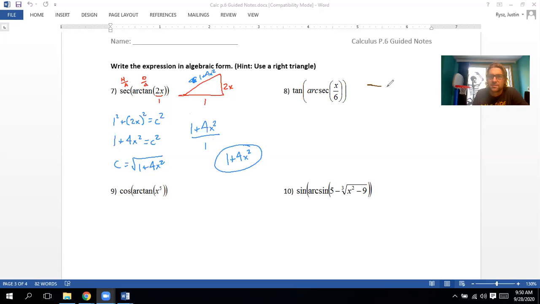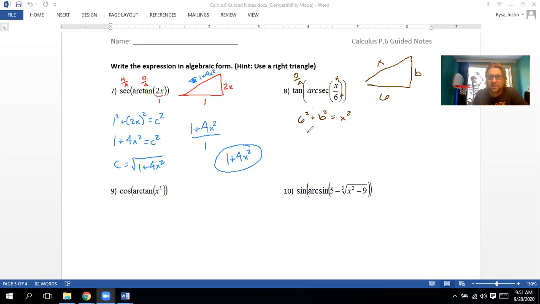Next one, the tangent of the arc secant of x over 6. Secant is the hypotenuse over the adjacent, so we'll call the hypotenuse x, the adjacent 6. Tangent, we have to do opposite over adjacent, so we need to find this opposite side here. So set it up: 6 squared plus b squared equals x squared.